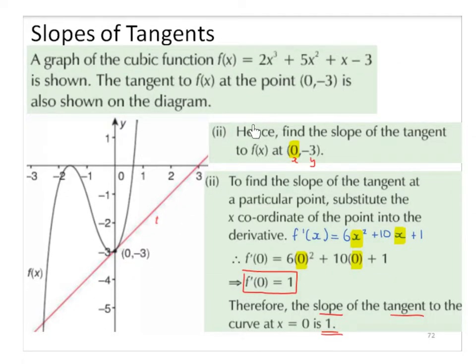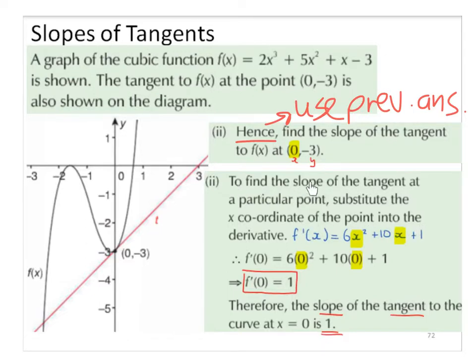Part 2, hence, which means using your previous answer. So use your previous answer. Hence, find the slope of the tangent to f of x at x equals 0. So hence means using your previous answer. So in our previous answer, we got the derivative of f of x. And the derivative of f of x, or f prime x, is 6x squared plus 10x plus 1. So we worked this out in part 1.